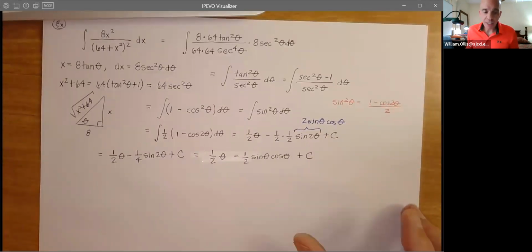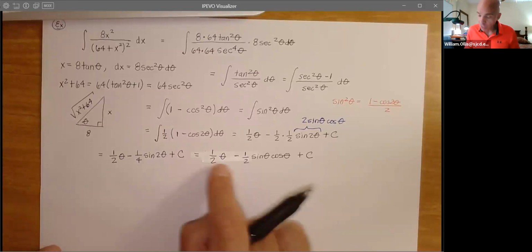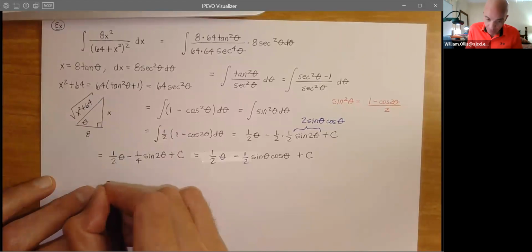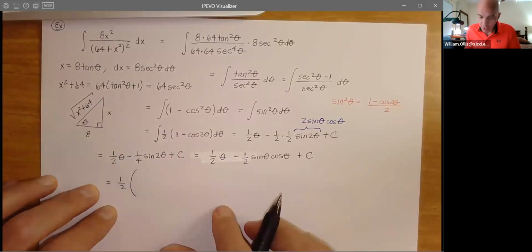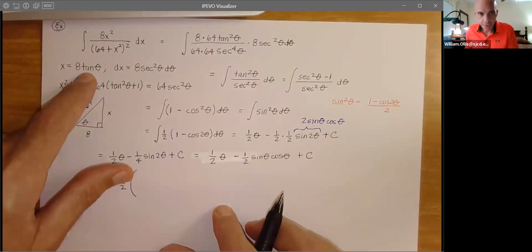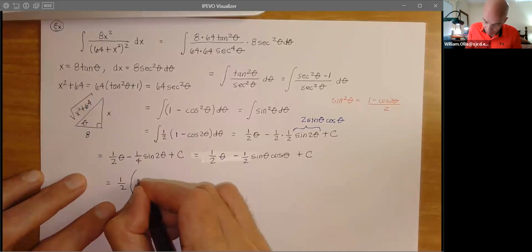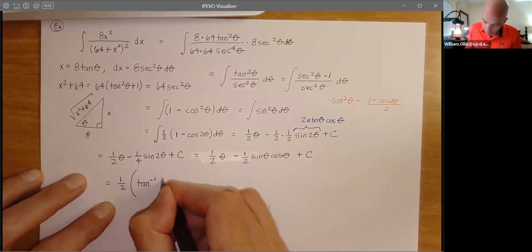So now when you finish this off, all we have to do is go to the triangle. We can factor the 1/2 if you like. And then, of course, theta is just the inverse tangent of x over 8. That's the easy part, just using the inverse trig function.